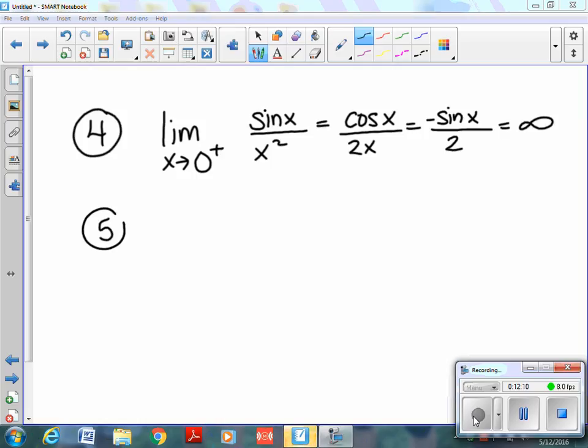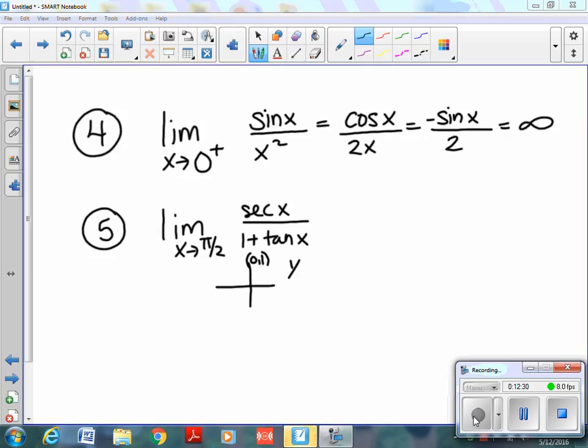Number 5, the limit as x approaches pi over 2 of secant of x over 1 plus tangent of x. If you know what a tangent graph looks like, the tangent at pi over 2 is y over x, which is 1 over 0, which is undefined. So I'm going to take the derivative of secant, which is secant of x tangent of x. The derivative of 1 is gone. The derivative of tangent is secant squared x.